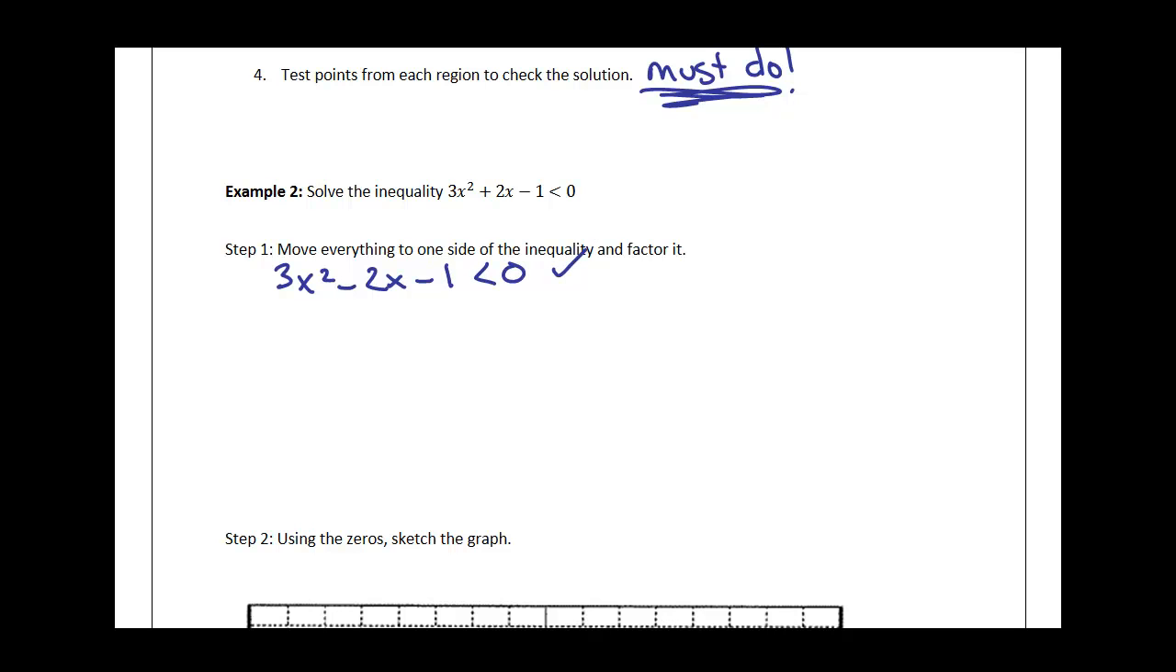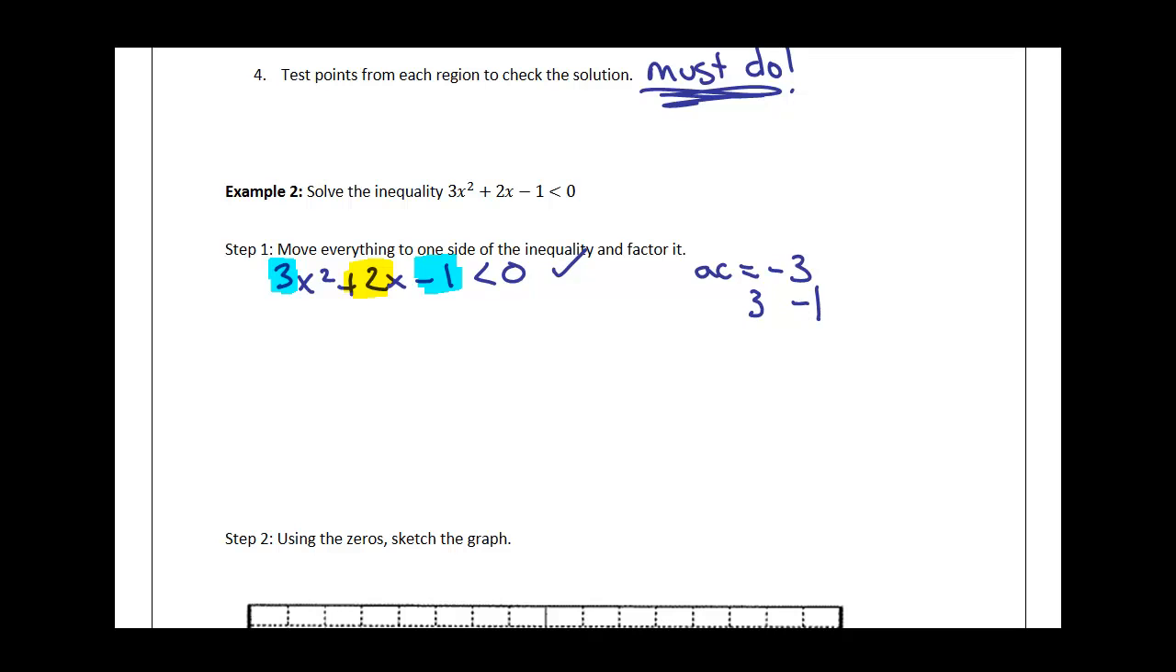Excellent. Now factoring it, we could use our AC method. And in this case, we have an A of 3 and a C of negative 1. So we're going to have an AC of negative 3. Now what two numbers multiply to negative 3 and add to positive 2? In this case, I would use the factors of positive 3 and negative 1.